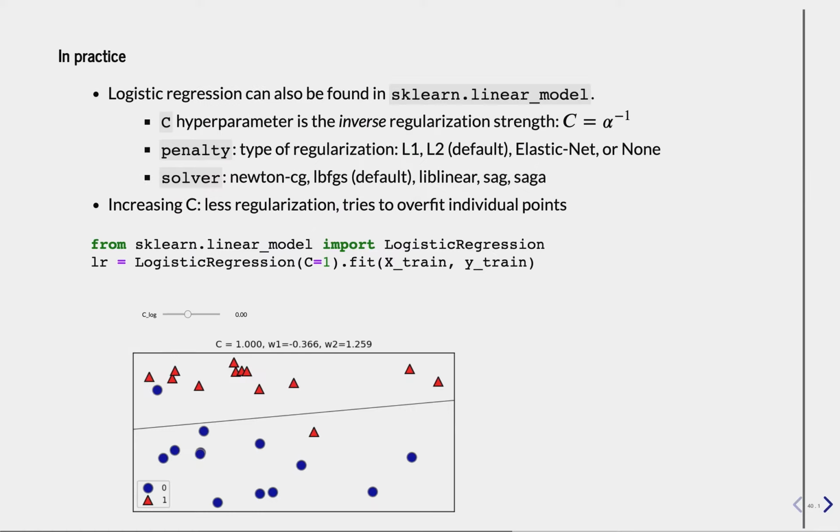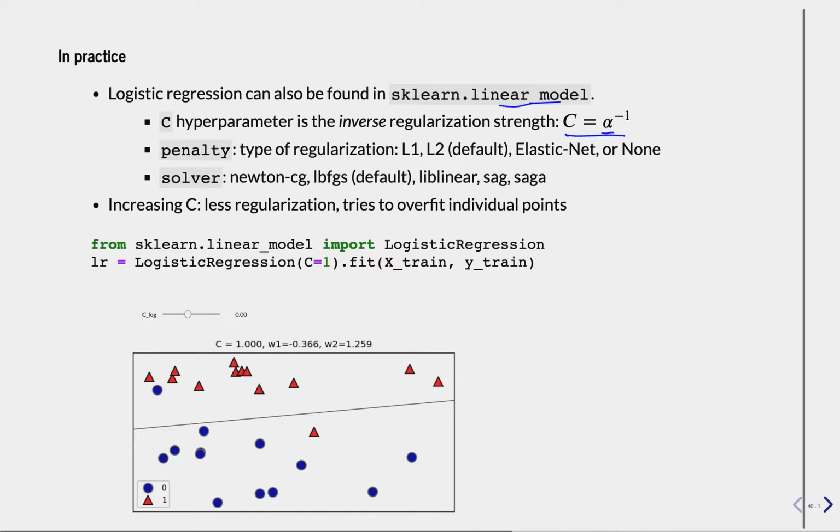Okay, how does this look like in practice? So we can find logistic regression in the linear model package in Scikit-Learn. Now, interestingly, while we would expect an alpha parameter, this implementation has a parameter called C, which is the inverse regularization strength. The reason for this is so it is similar to the C in SVMs, which we will see next. Okay, but just keep in mind that the C is nothing else than 1 over alpha.